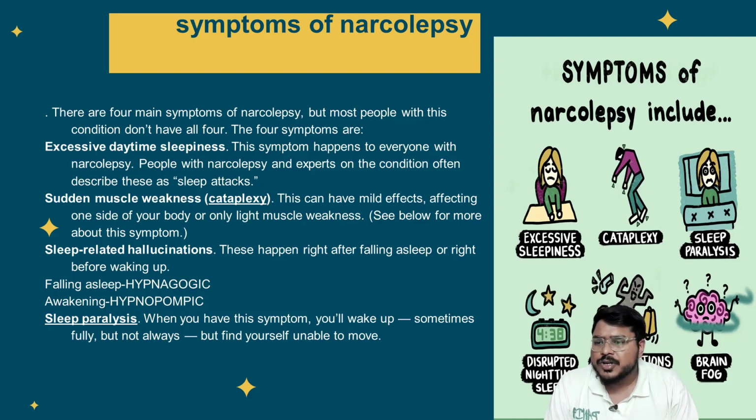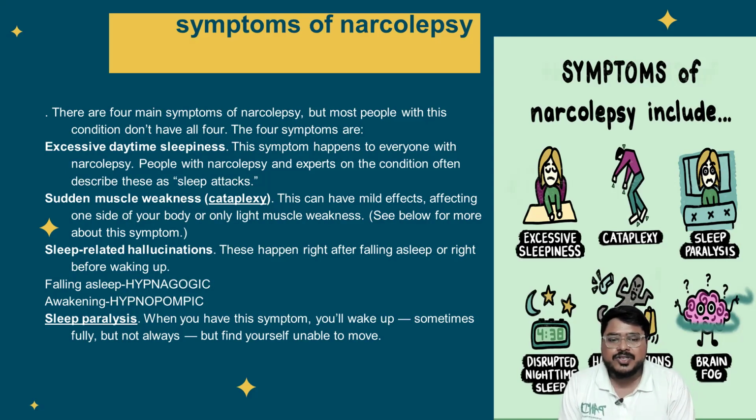Let's talk about sudden muscle weakness. This can be mild, affecting one side of your body, or only light muscle weakness. Cataplexy is like muscle weakness. You can have muscle weakness around your whole body or on one side of the body, which can cause problems. Sometimes you will feel anxiety about that, because it can happen at a party or in a place where you don't want it, and you can fall down in cataplexy and not be able to get up. Sometimes the whole body can have muscle weakness, so that kind of problem can occur.